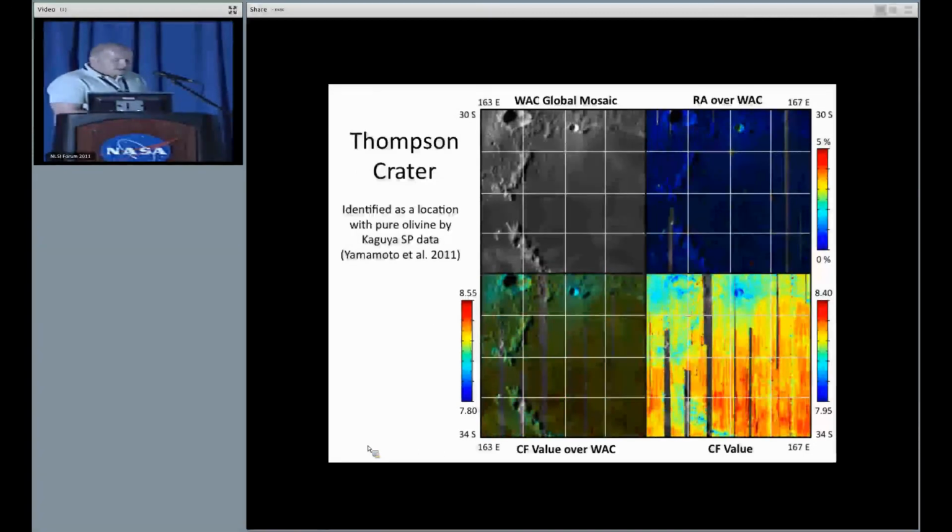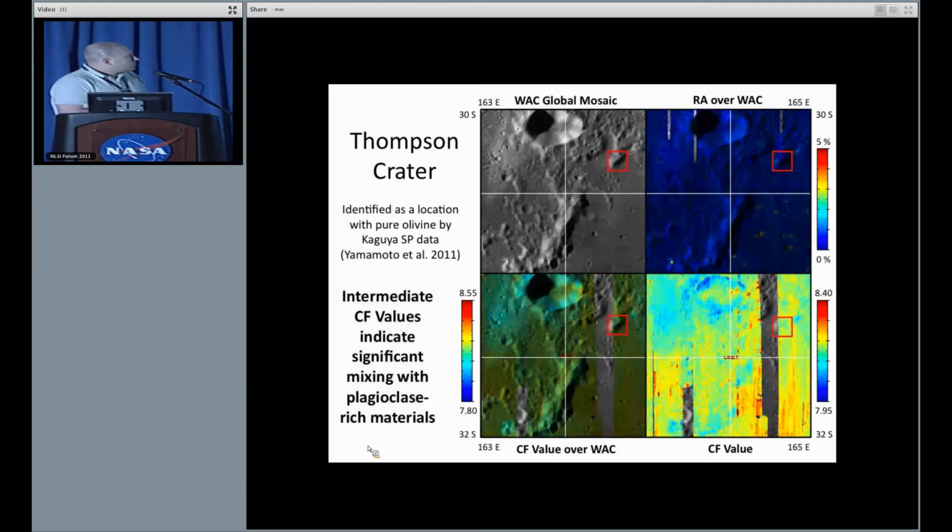Thompson Crater was identified as a location with pure olivine by the Kaguya spectral profiler data, and that was in the northwestern quadrant, so we'll zoom in on that. This red box highlights the area that the spectral profiler data showed had the pure olivine. When we look at it in the Diviner data, we don't see an increase in the CF value to longer wavelengths, and this doesn't mean that there isn't olivine there. This just means that it must have a significant feldspathic component.